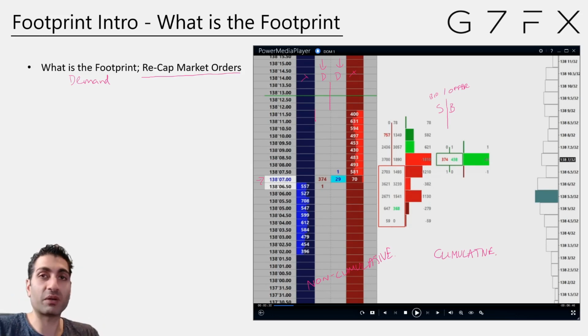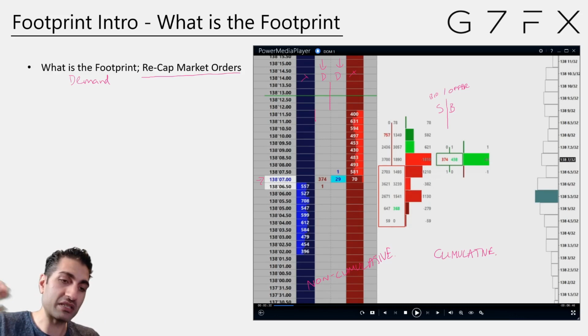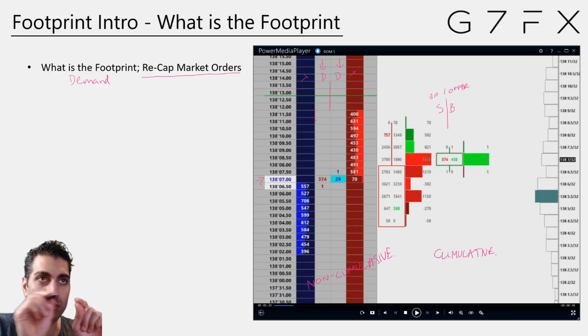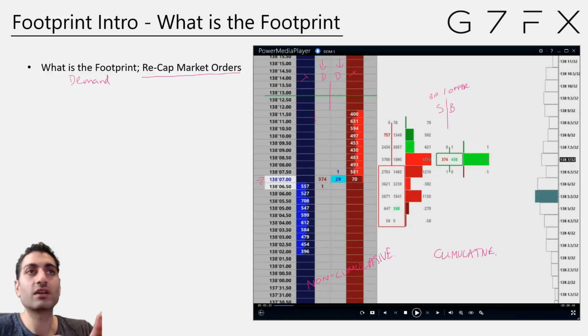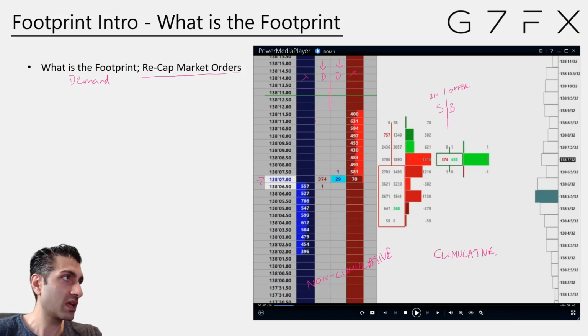In fact, this proves my point even more. The footprint is keying off the raw data. So the raw data is hitting the depth of market. That's why it took a millisecond for it to transfer depth of market into the footprint. So this 374, and you can see here 438.